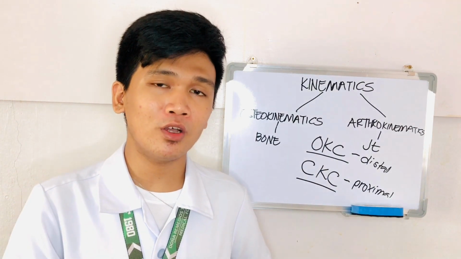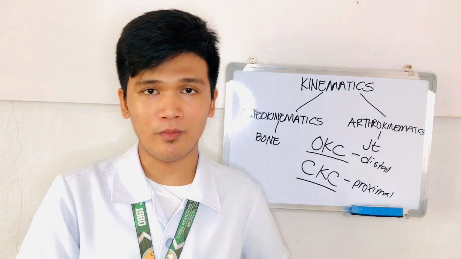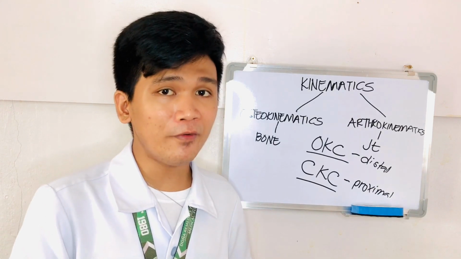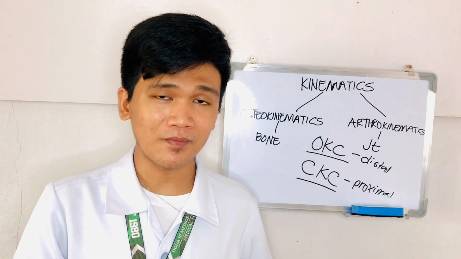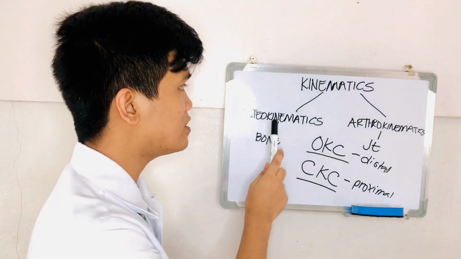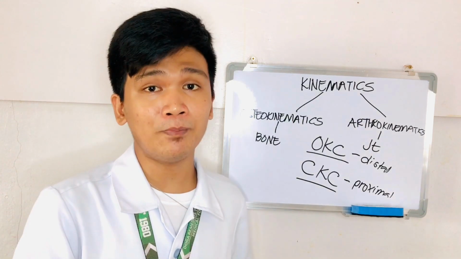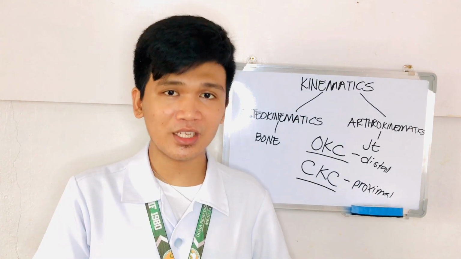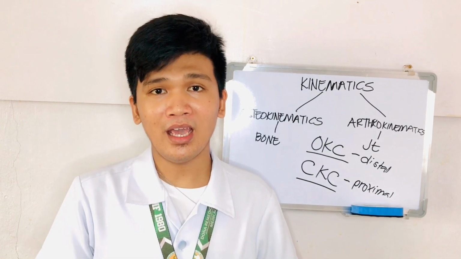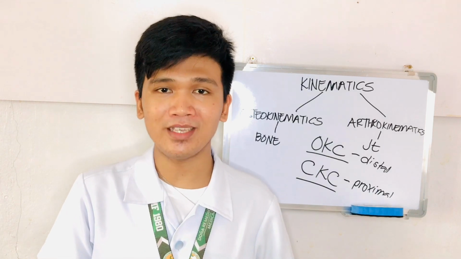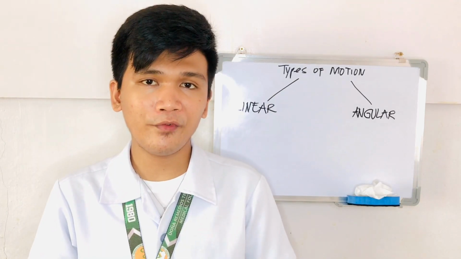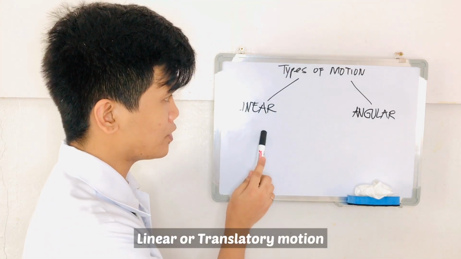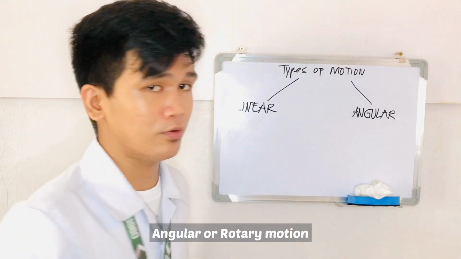Best example po ng osteokinematics ay range of motion. ROM is produced by our muscles, like elbow flexion and knee extension. Take note also that osteokinematics occur in one plane of the body. Ano-ano ang mga planes na ito? We have frontal, sagittal, and transverse plane, and it should be around its corresponding axis. Now, we have different types of motion. We have linear or translatory motion and angular or rotary motion.